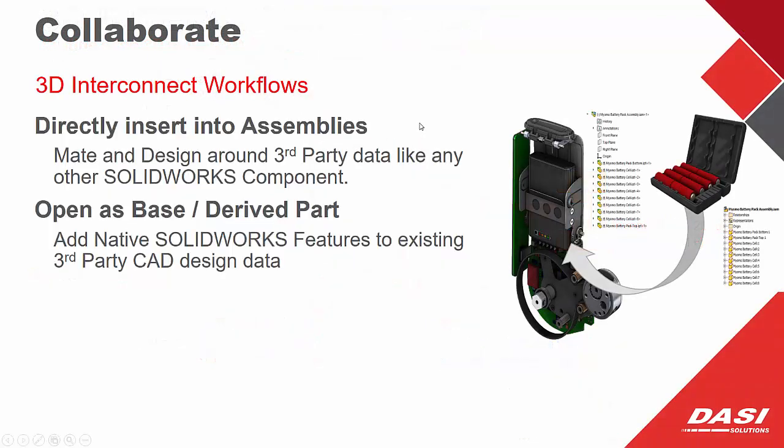In this webinar today, we're going to look at two different workflows to show you just how flexible working with 3D Interconnect and native CAD data can be. The first workflow will be to directly insert components into assemblies, mate and design around third-party data, just like any other SOLIDWORKS component. The second will be to directly open a PTC Creo file as a base derived part, and then add existing SOLIDWORKS features to that third-party design data.